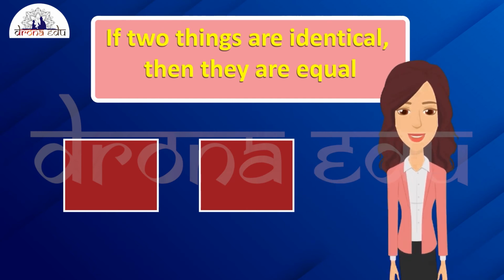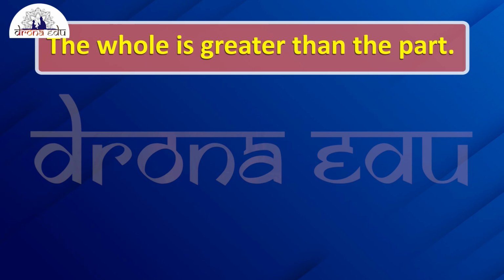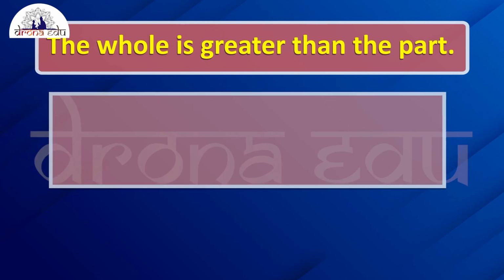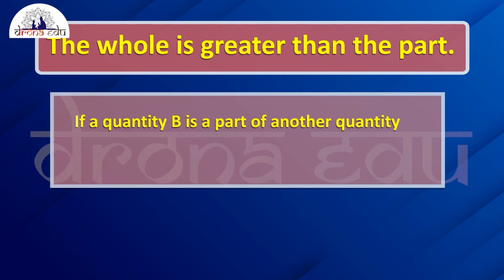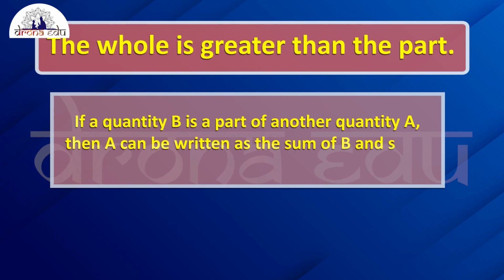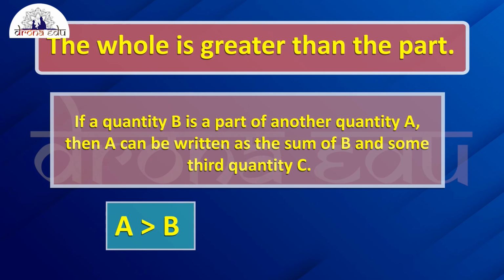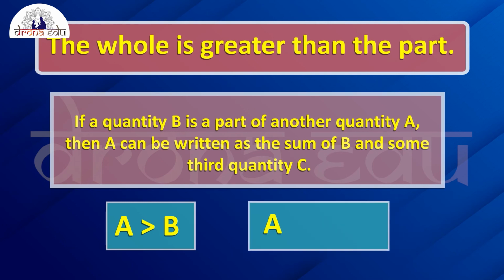Whereas axiom 5, the whole is greater than the part, gives the definition for greater than. For example, if the quantity B is a part of another quantity A, then A can be written as the sum of B and some third quantity C. Symbolically, if A is greater than B, this means there is some C such that A equals B plus C. This is about the axioms.